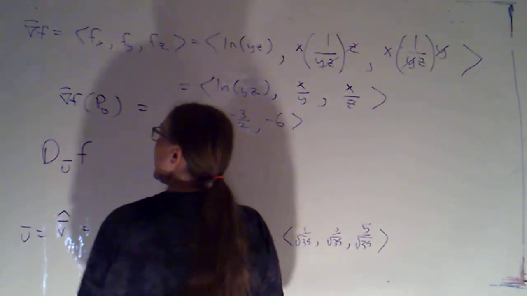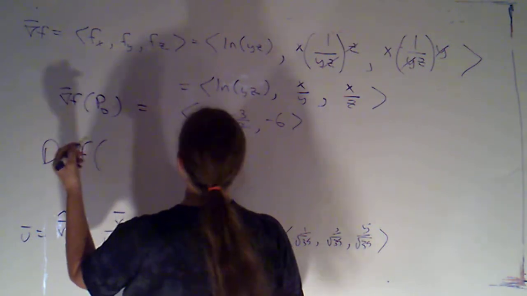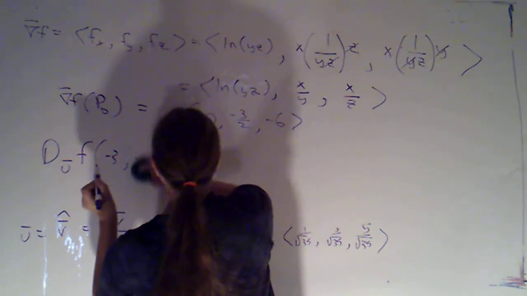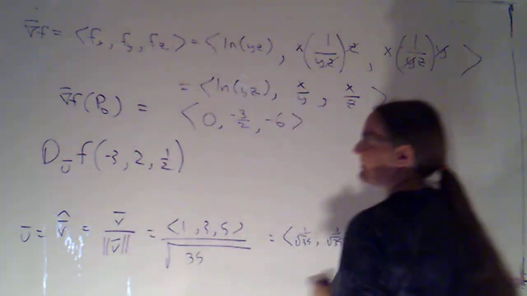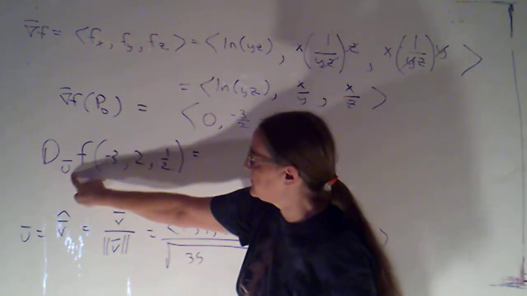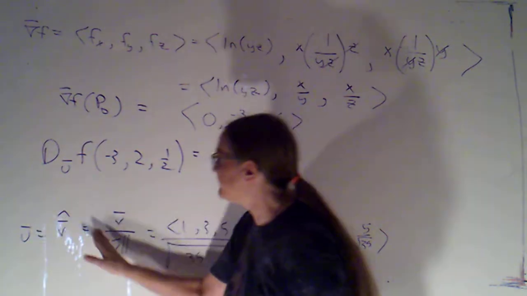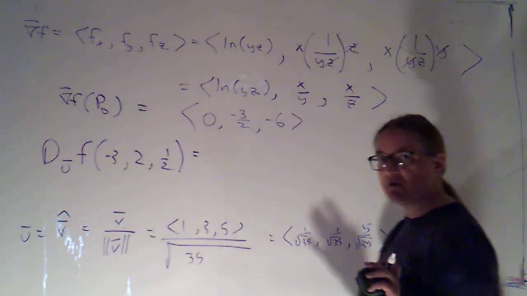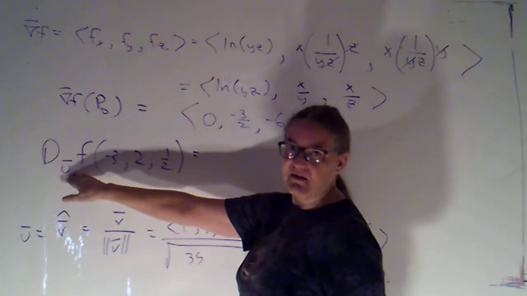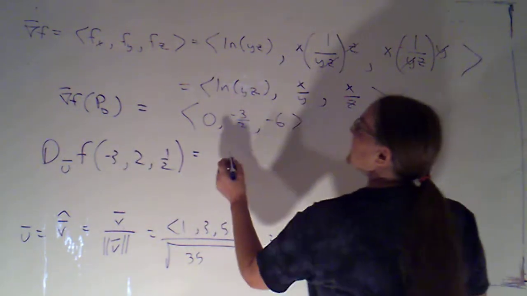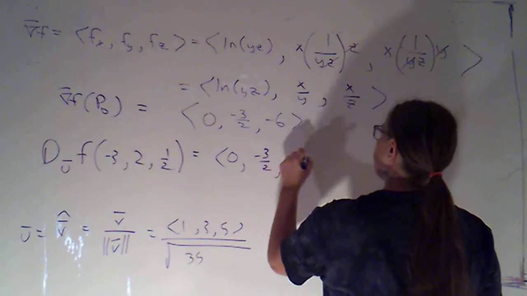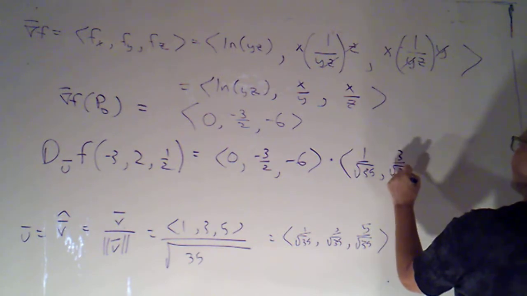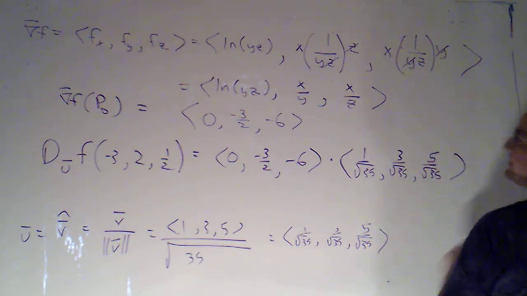So D_u f at my point, negative 3, 2, 1 half, is, and it's totally fine for me to use u here because that's what I called this. If I had only called this vector v hat, I would write here D sub v hat f. Whatever name I use for the unit vector, I can put here, but it has to be a unit vector. Okay, so that's just going to be 0, negative 3 halves, negative 6, dotted with 1 over root 35, 3 over root 35, 5 over root 35.